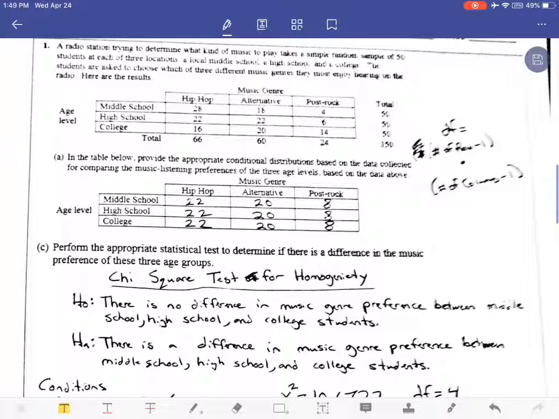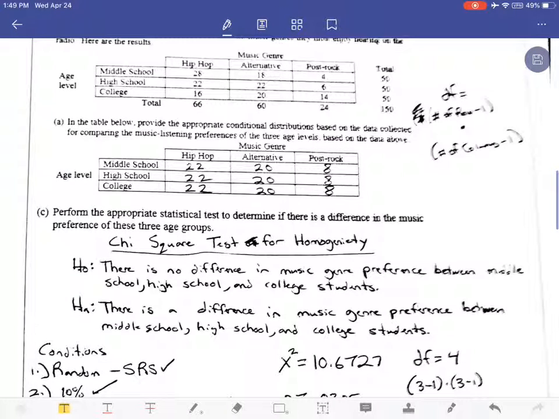All right, so here's how we write the null and alternative hypotheses for a homogeneity test. If it's a homogeneity test, we're going to say there is no difference between the variable that we're measuring and the different groups that we have. And then you want to talk about it in context. So this means there's no difference in the music genre preference, that's the category that we're measuring, between middle, high school, and college students. And those are the three different samples, subgroups of the population that we are talking about.